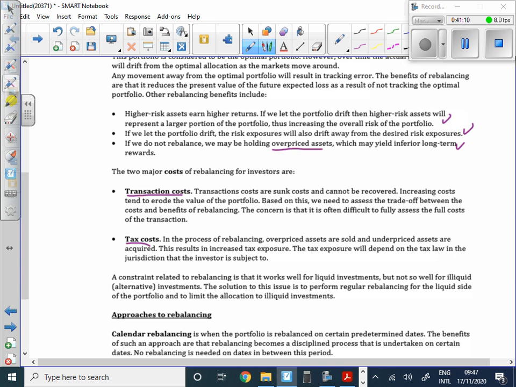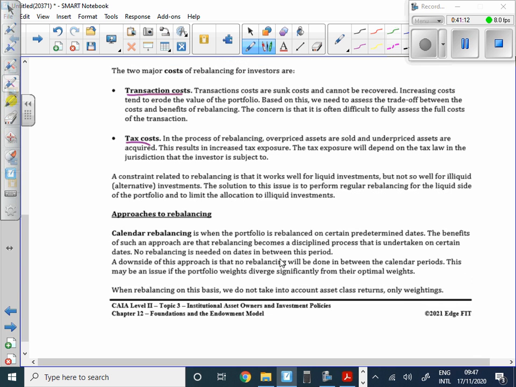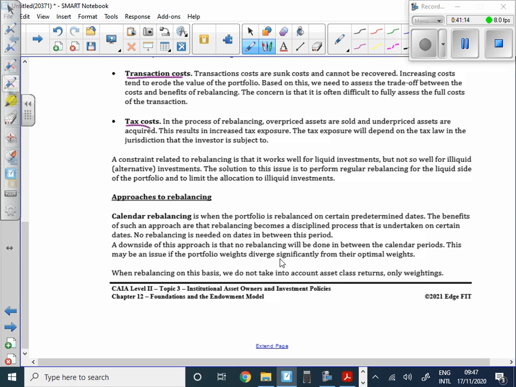There's tax costs. Okay. We look at two different major kinds of rebalancing approaches. Number one is calendar rebalancing. Calendar rebalancing is where there are certain predetermined dates. Let's say, for example, at the end of every quarter, I rebalance. So it's at a certain predetermined date.